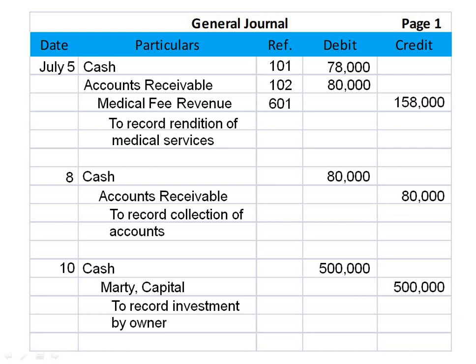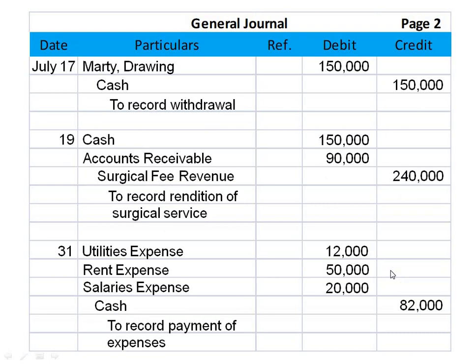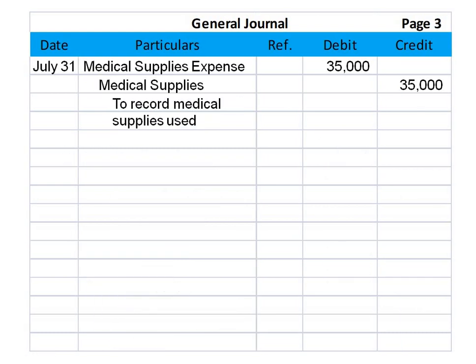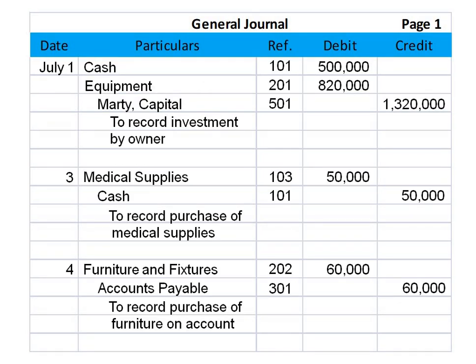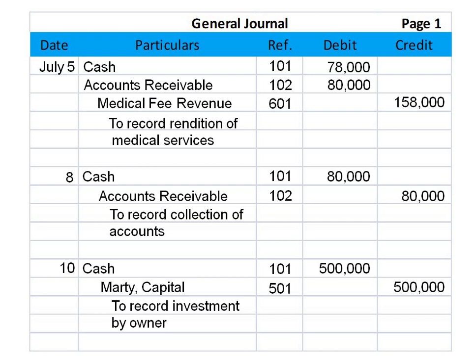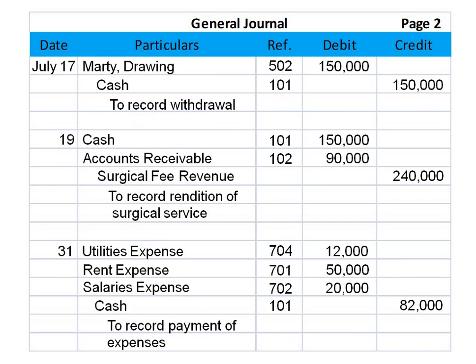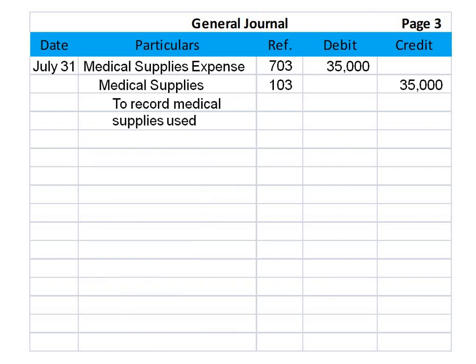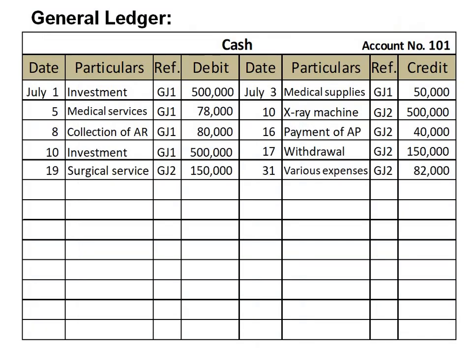So you see, posting to the general ledger is very easy. We just have to continue doing the same procedure for all these other journal entries of Marty Medical Clinic. When all postings have been properly done, the general journal of the business would appear like this, while its general ledger like this.